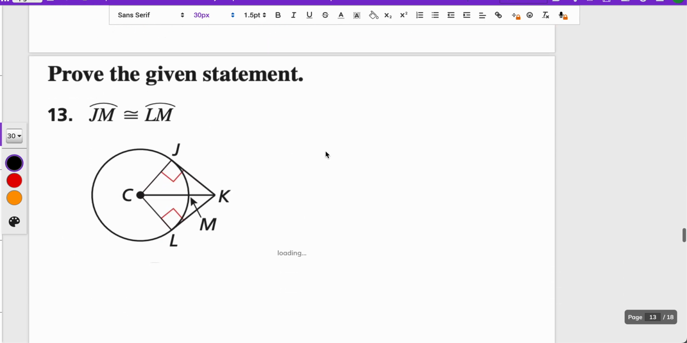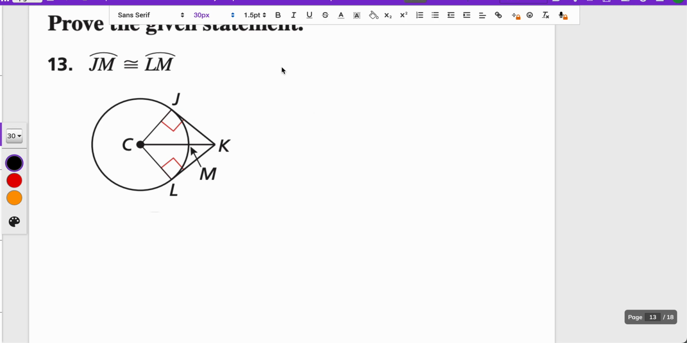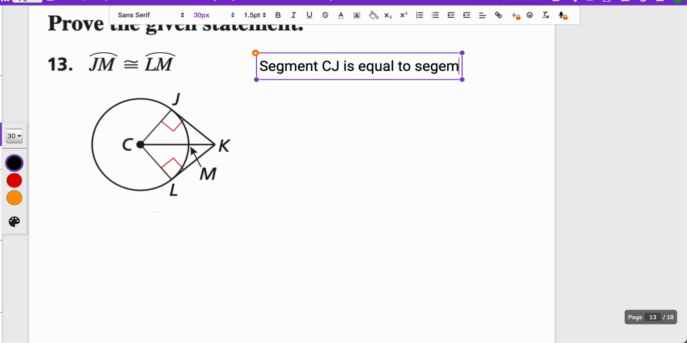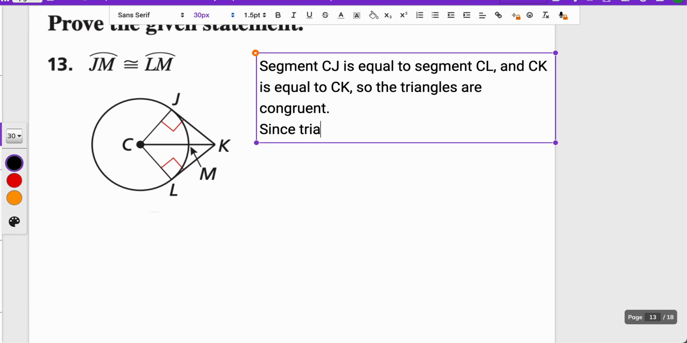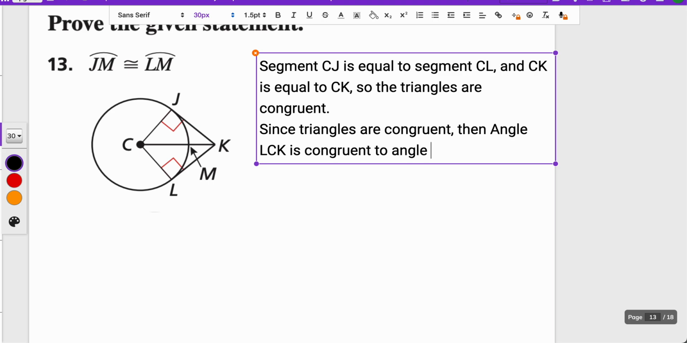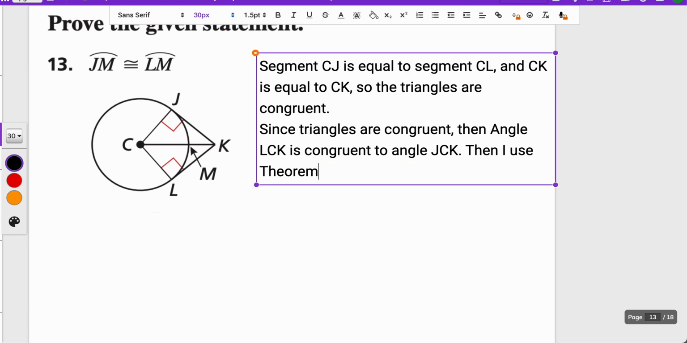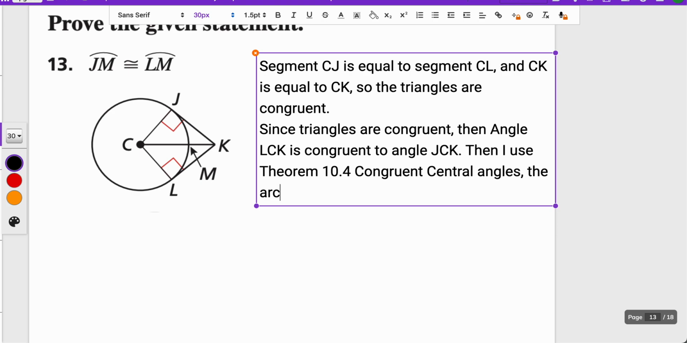Okay? Number 13, same deal. How can I prove that JM's arc is the same as LM's arc? So the first thing I see is I know that segment CJ is equal to segment CL, and CK is equal to CK, so the triangles are congruent. So since triangles are congruent, then angle LCK is congruent to angle JCK. And then I use, from my theorem sheet 10.4, congruent central angles to show that the arcs are also congruent because of congruent angles.